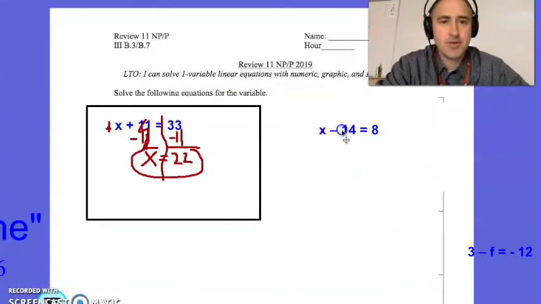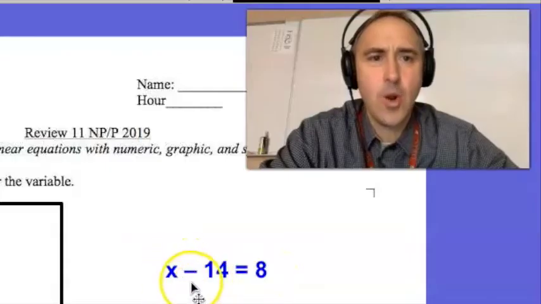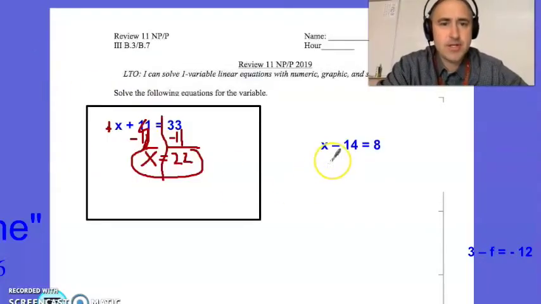This one is similar to number 2 on your review. It says x minus 14 equals 8. So we need to do the opposite operation to get x alone. What operation is going on here? That's right. We got a negative 14 there, or a minus 14. So the opposite of minus is add. So we're going to add 14 to both sides.